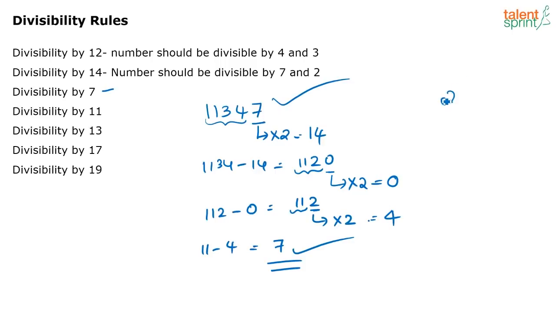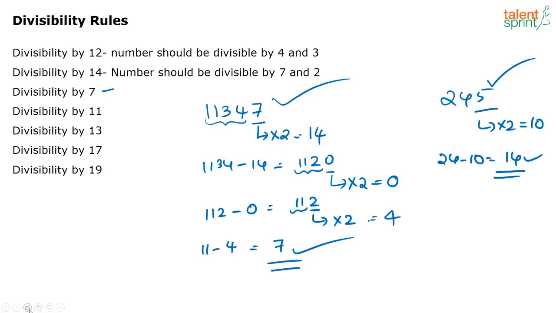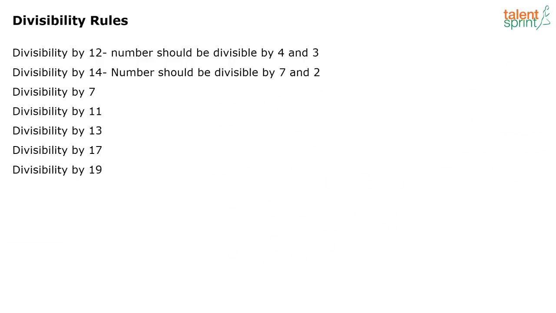Let us take another number. If you have the number 245, okay, last digit is 5. 5 into 2 is 10. So 24 minus 10 is equal to 14. 14 is divisible by 7. So this number is also divisible by 7. So the rule to check for the divisibility by 7 is: multiply the last digit by 2, then subtract it from the remaining digits. Keep doing that till you arrive at a number which you can say by looking at it whether it is divisible by 7 or not.